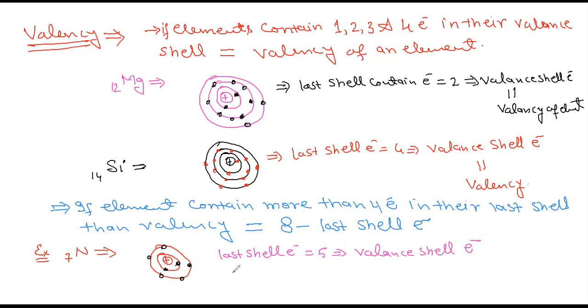Now for valency, this last shell contains more than 4 electrons. So valency equals 8 minus last shell electrons, which is the formula. 8 minus 5, so the valency is 3. Now you understand how this works. I am going to take another example.